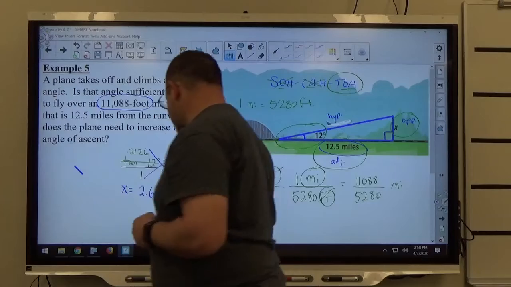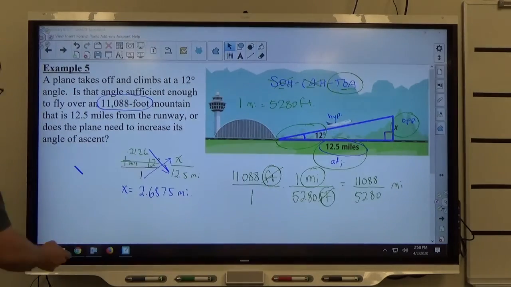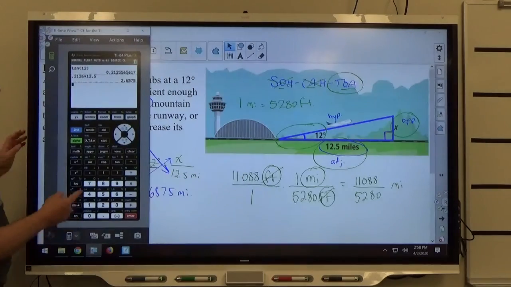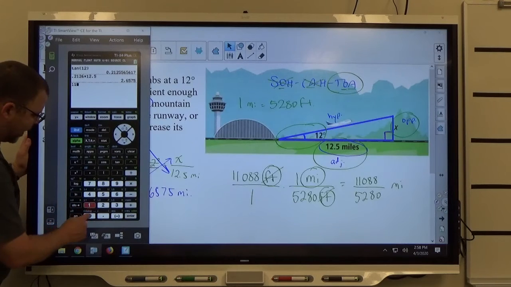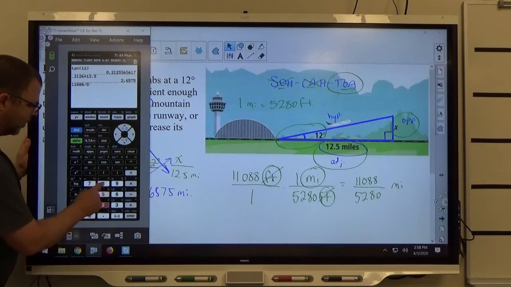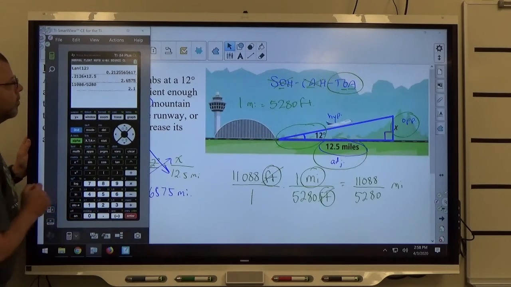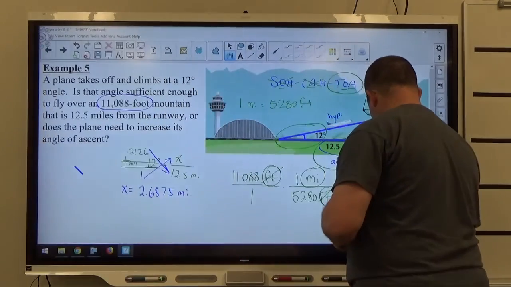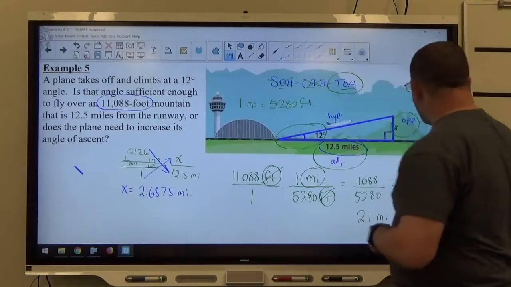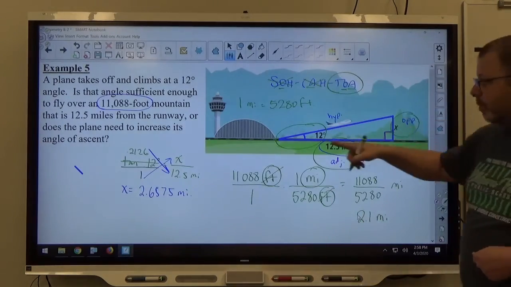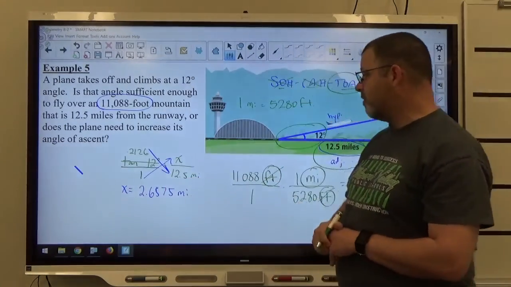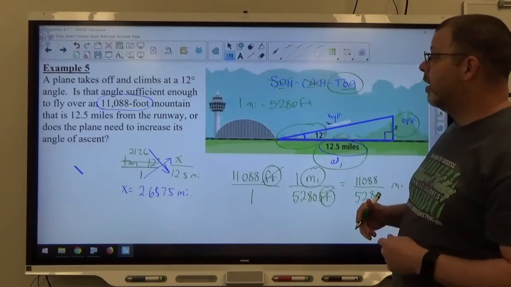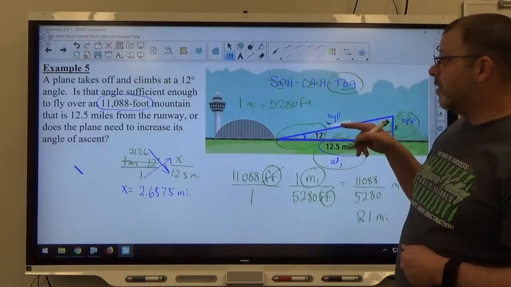So again, we get our calculator out. Again, the Google calculator is capable of doing everything I'm doing on my TI-84 here. I type in 11,088 divided by 5,280, and it tells me it's 2.1 miles. The mountain is 2.1 miles high. The plane will be at a height of 2.6575 miles, which is more than 2.1. So does the plane need to increase its angle of ascent?